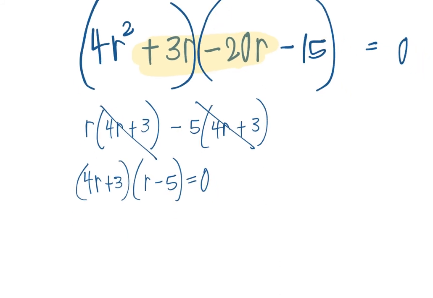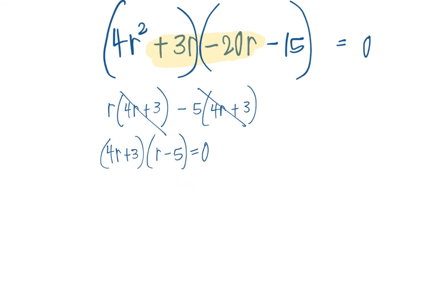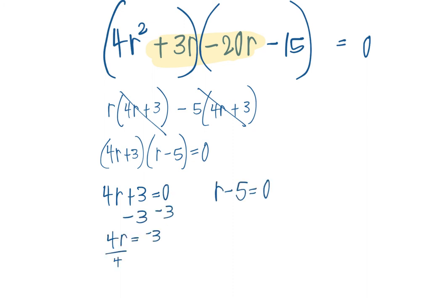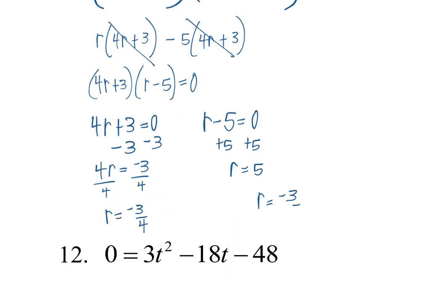So now we're fully factored, and we can set both factors equal to 0, to get an answer of r equals negative 3 over 4 and 5.